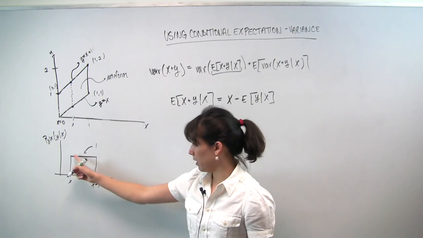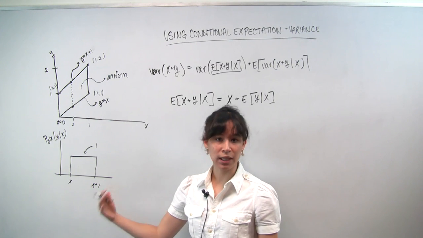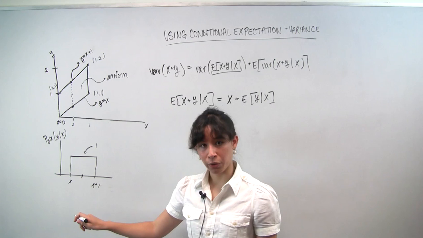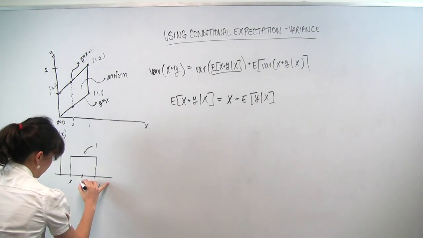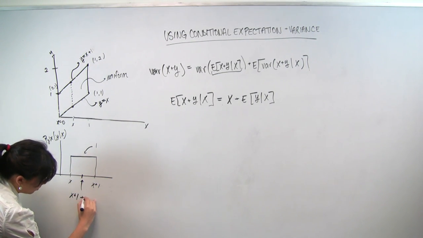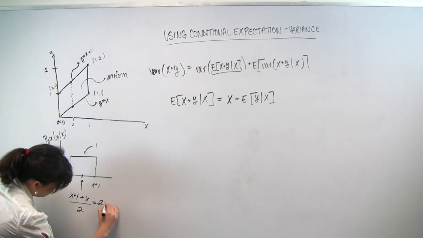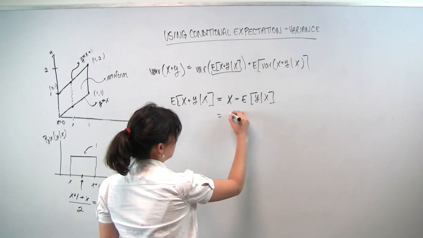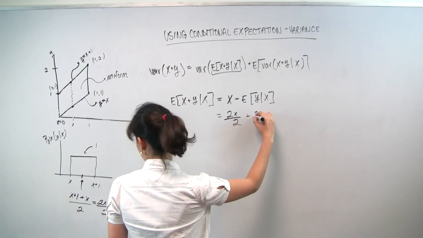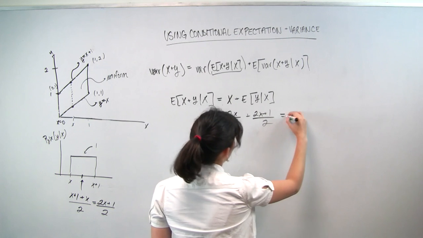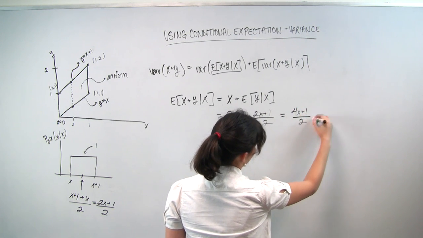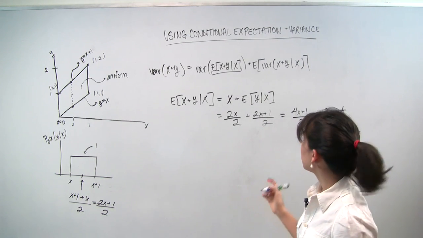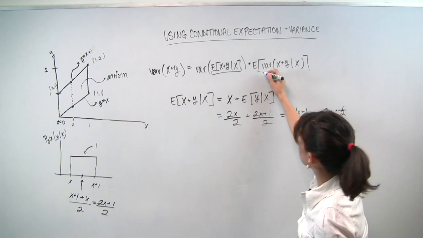Okay, and now our conditional PDF comes into play. Conditioned on x, this is the PDF of y, and because it's uniformly distributed and because expectation acts like center of mass, we know that the expectation should be the midpoint. To compute this point, we simply take the average of the endpoints, x plus 1 plus x over 2, which gives us 2x plus 1 over 2. Plugging this back up here, we get 2x over 2 plus 2x plus 1 over 2, which is 4x plus 1 over 2, or 2x plus 1/2. Okay, so now I want to look at the next inner term, which is this guy.